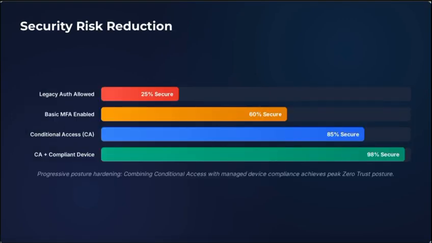As you advance from basic passwords up to full conditional access with device compliance, your security baseline jumps from 25% to 98%. Notice how each added layer compounds your security posture, turning identity into an impenetrable security perimeter.